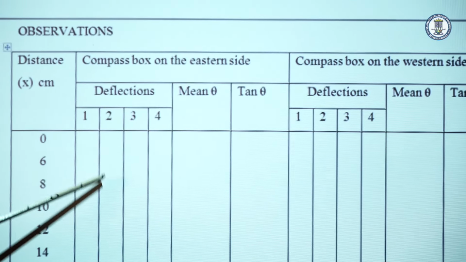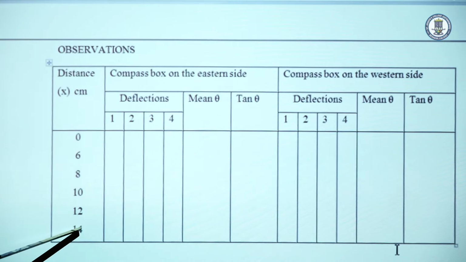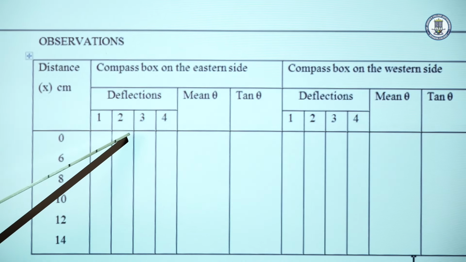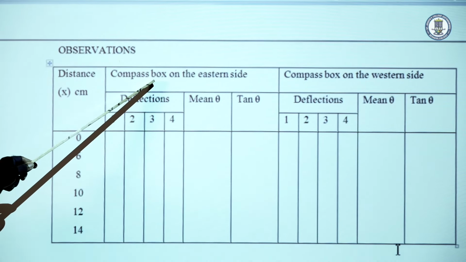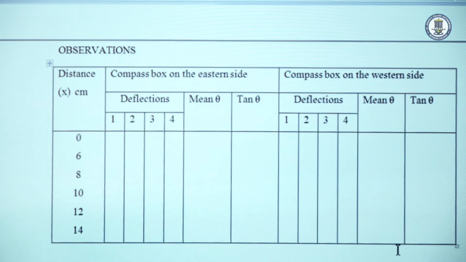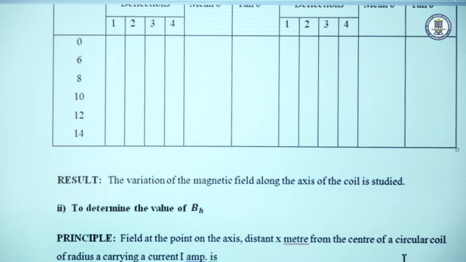Now this is the tabular column for the observation. We are having different distances, and the deflections in the compass box 1, 2, 3, 4 when it is placed on the eastern side, the mean theta and tan theta, and the deflections when it is placed on the western side, 4 readings are there. We are taking the mean theta and tan theta, and it is repeated for different distances, say 6, 8, 10, 12, 14, etc.